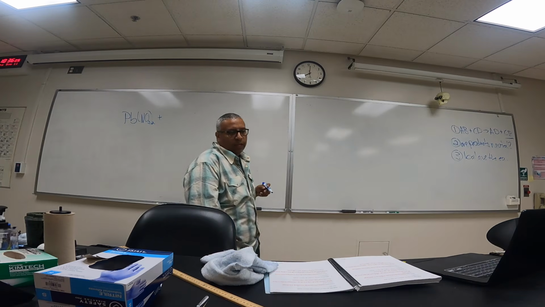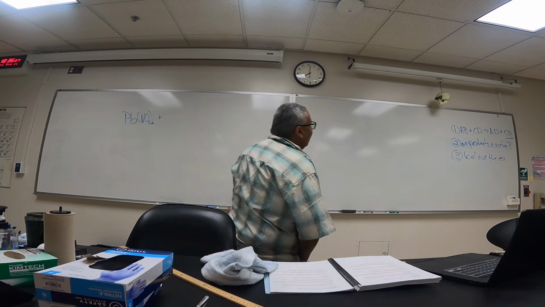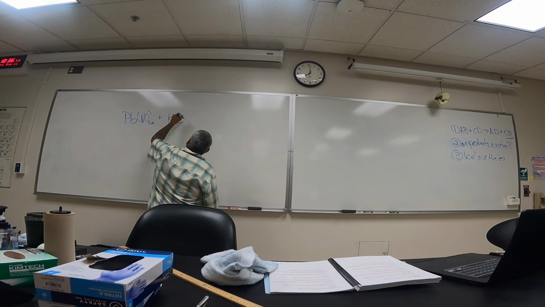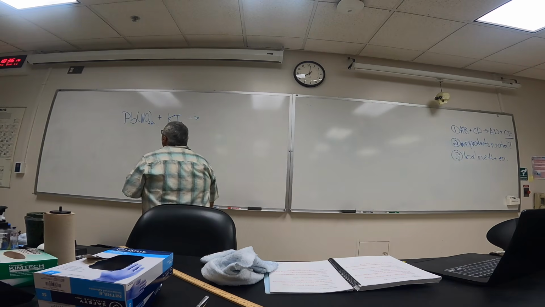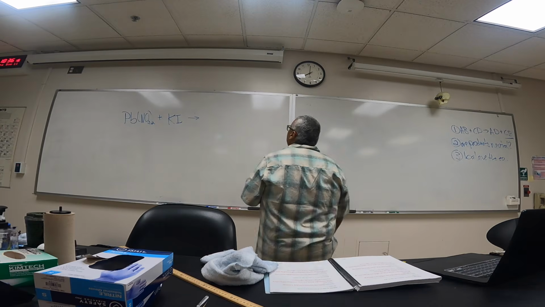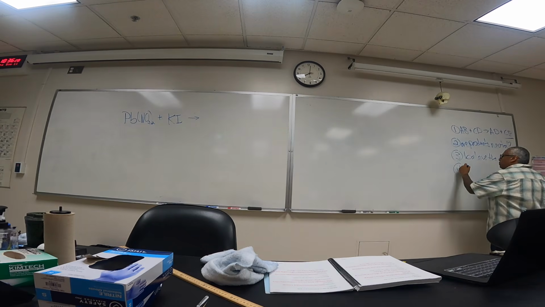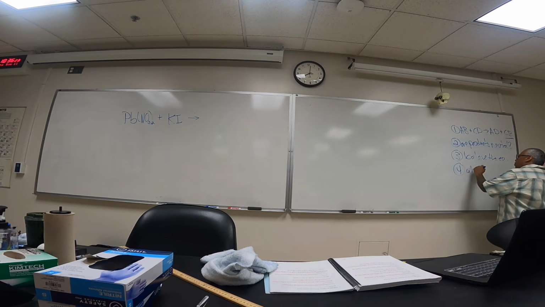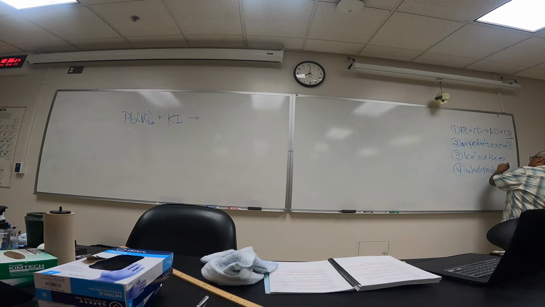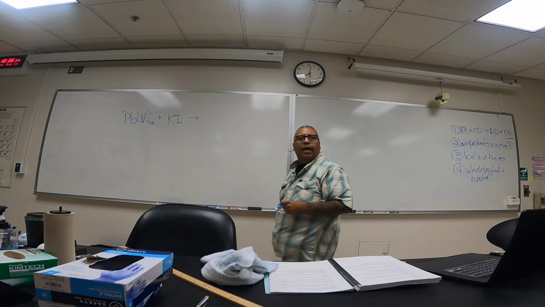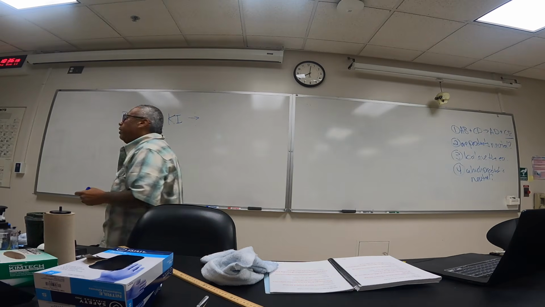Plus, we're going to add some potassium iodide. All right. So here, step 1, I'm going to add a 4th step here, which product is neutral. So step 1 says that we need to put A and D together and C and B together.